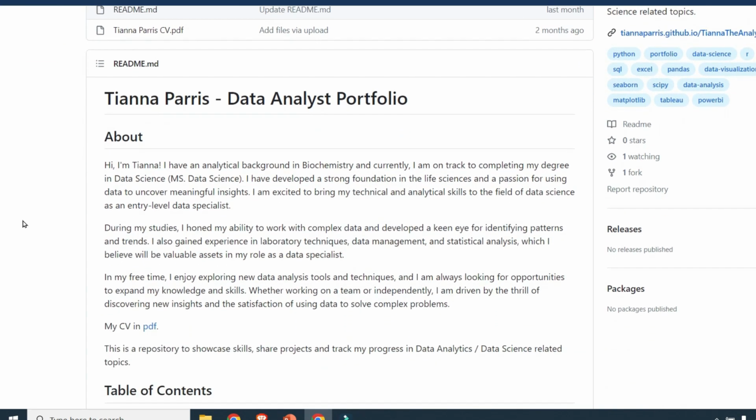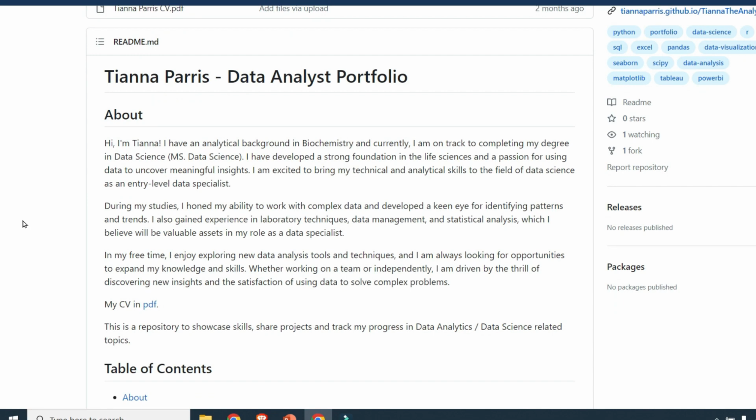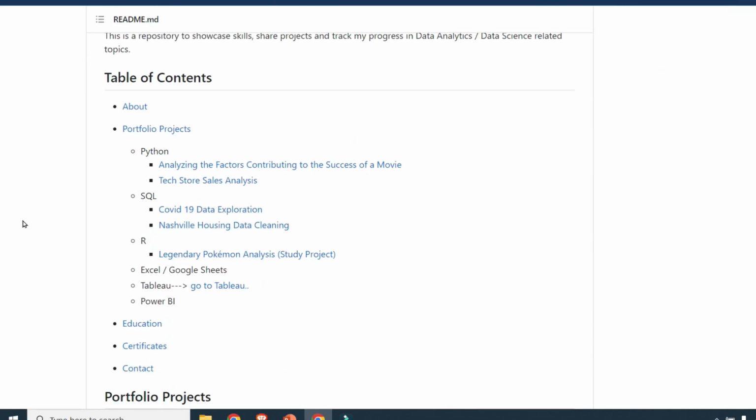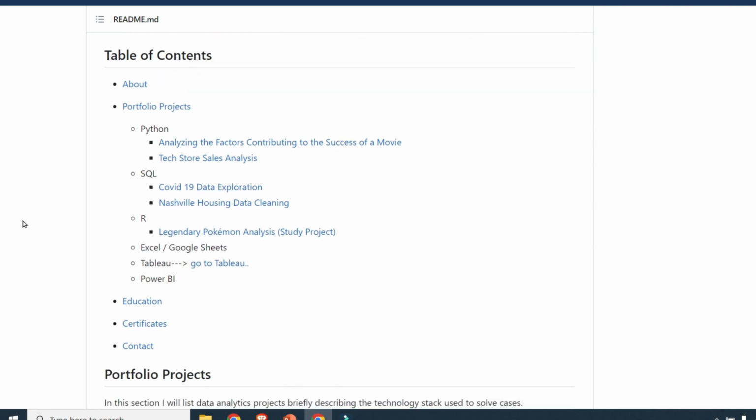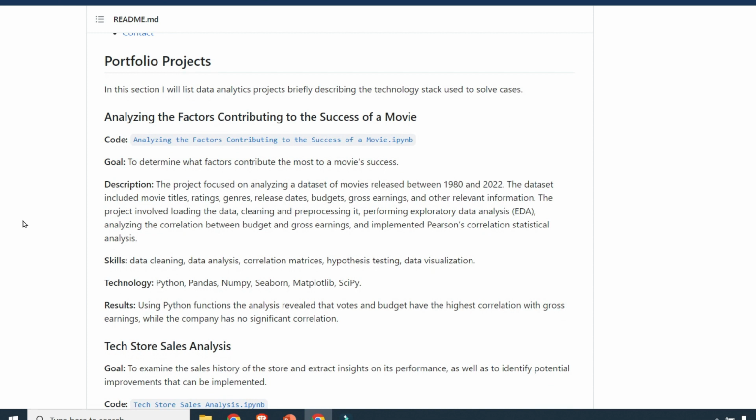She's got an about section, so she introduces herself, which is nice. She's got a nice table of contents with all of her projects. She's got a Python project, SQL, R, Excel, Google Sheets, Tableau, and Power BI. So she's hitting everything she needs there. And then she goes through each project. I just like the way she set it out.